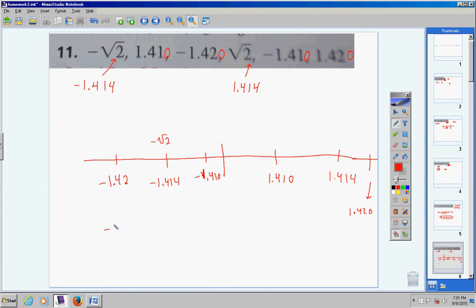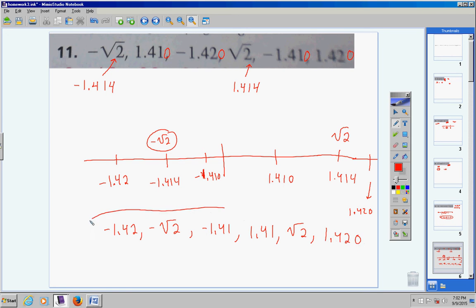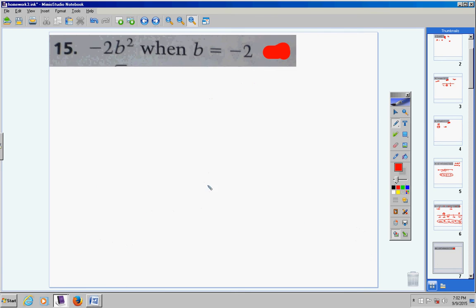So first would be negative 1.42, comma. The next would be this number, but be sure and use this negative square root of 2. And by the way, also above this number right here, I should put square root of 2, so I don't forget that. Then moving to the next number, negative 1.41. You can put a 0 if you want to. You don't have to. Then comma, this number's next, 1.41. Then comma, this number's next, square root of 2. Then this number's next, 1.420. That's how you would do that, and those can be pretty challenging, okay? So be really careful with your decimals. Alright.